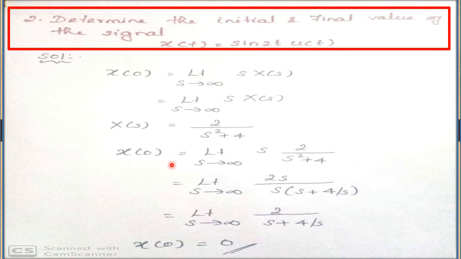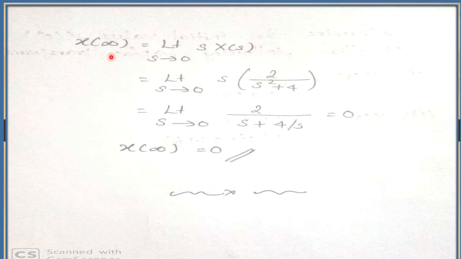Now apply the limit. x of 0 equal to limit s tends to infinity s into 2 divided by (s square plus 4). So if you apply the limit, you will be getting the answer as 0. Final value, x of infinity equal to limit s tends to 0 s into X of s. Limit s tends to 0 s into 2 divided by (s square plus 4). So here also by applying the limit, you will be getting the answer as 0. So here initial value and the final value are equal to 0.